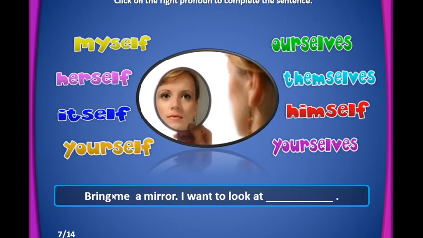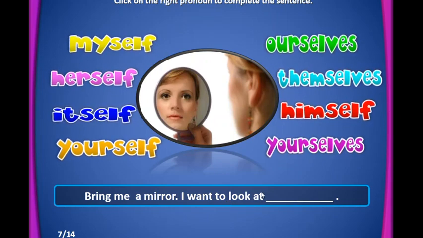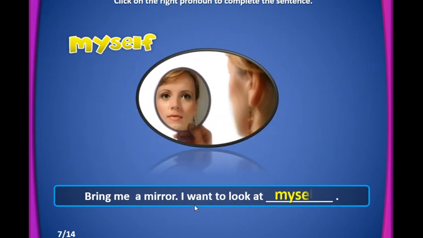What about here? Bring me a mirror. I want to look at. What do you say? Myself? Yes. I want to look at myself. Yes, because this is the pronoun I. The next one.